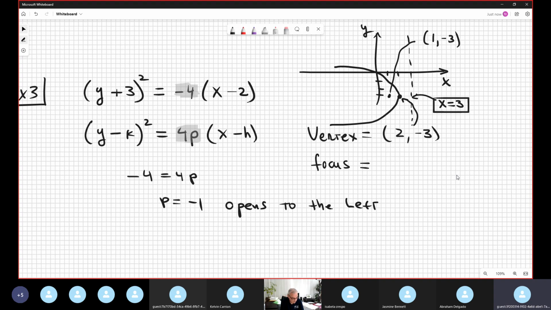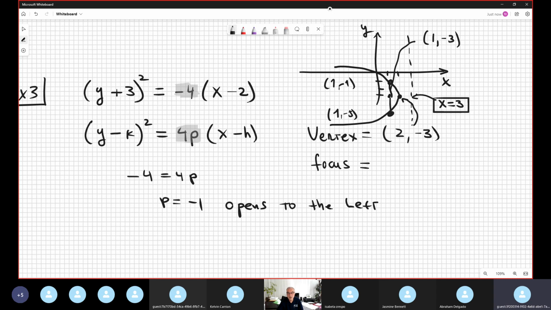Now, the endpoint of the focal diameter is, you know, that distance. I don't see very well here. It's this and this. And we get that point, that point is 1, comma, negative 1. Make sense? It's 1, comma, negative 1. And that point is 1, comma, negative 5.